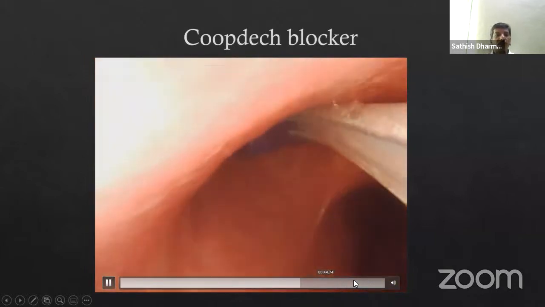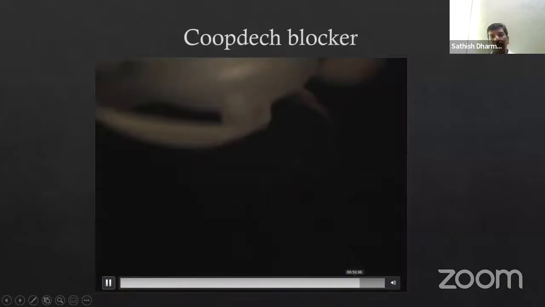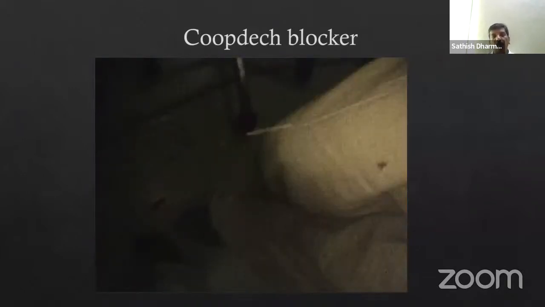And then take it out. And this Cohen blocker or any other blocker will have a separate mechanism for fixing it. You have to do it after confirming this position.